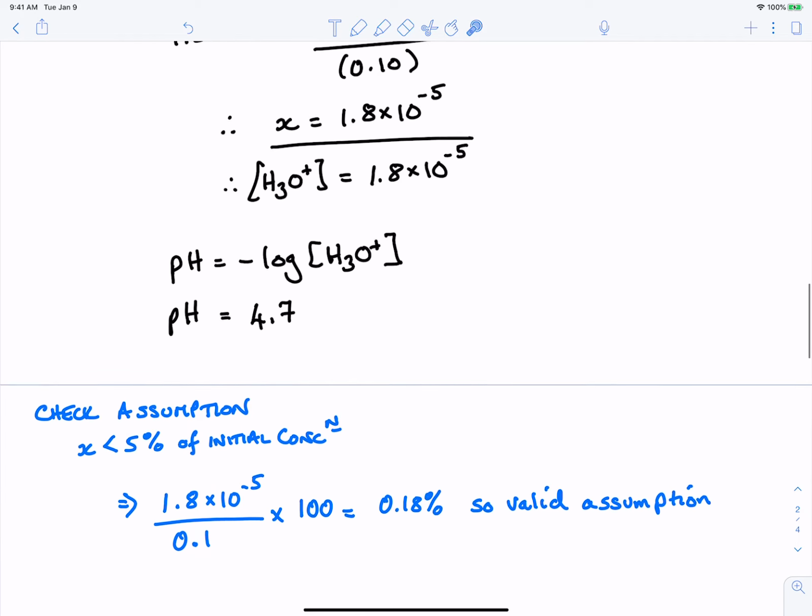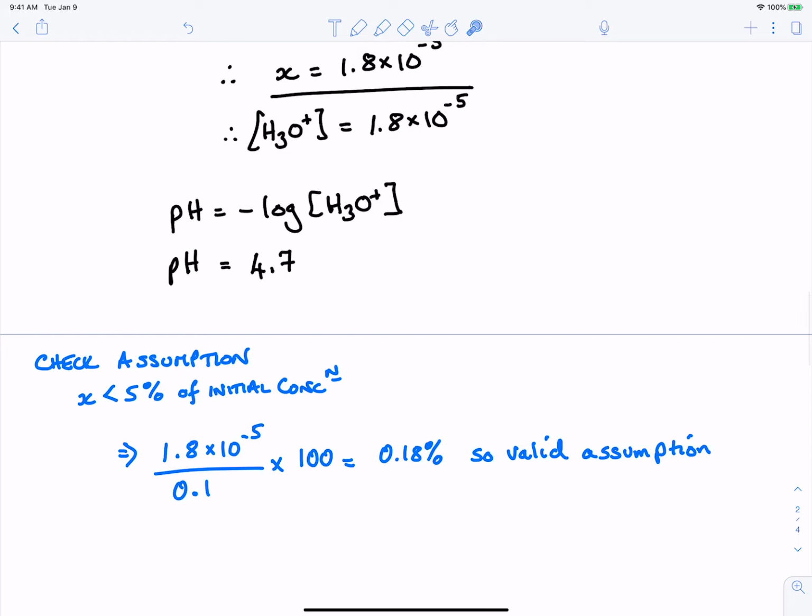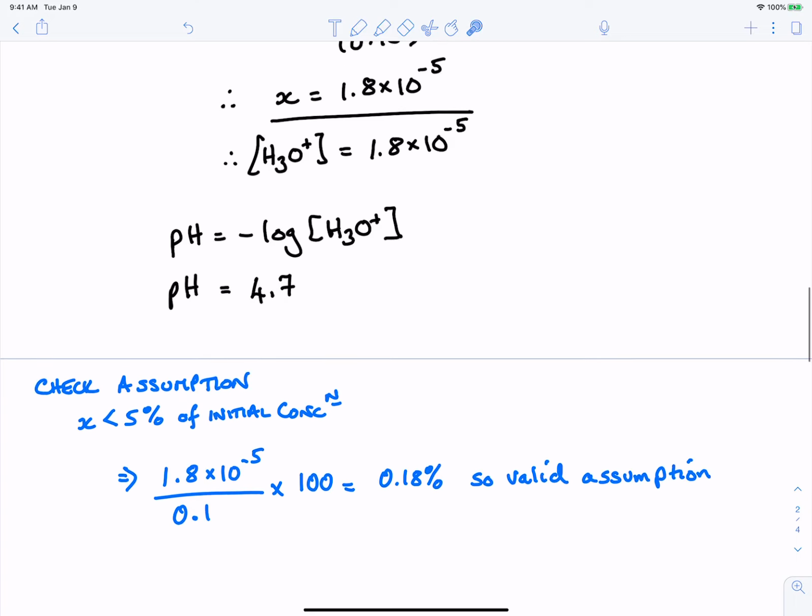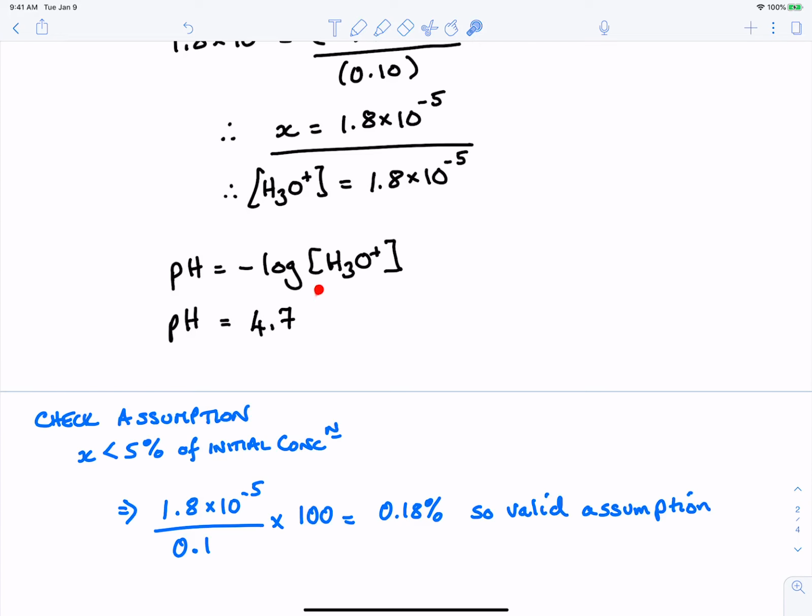We should always check our assumption, and our assumption is that the value of X, which we said was going to be very small, meaning less than 5% of the initial concentration of acetic acid. So if we take the value of X and divide it by the initial concentration of acetic acid, multiplied by 100, we end up with 0.18%. And 0.18 is certainly much less than 5%. So our assumption is valid, and because our assumption is valid, we can say this is what the pH of the solution would be.